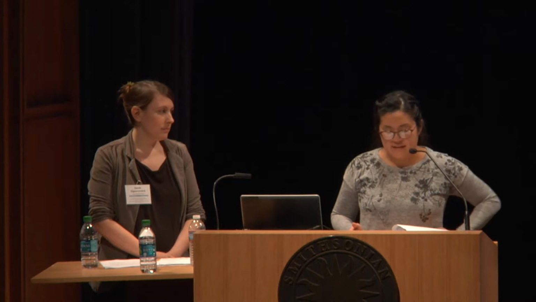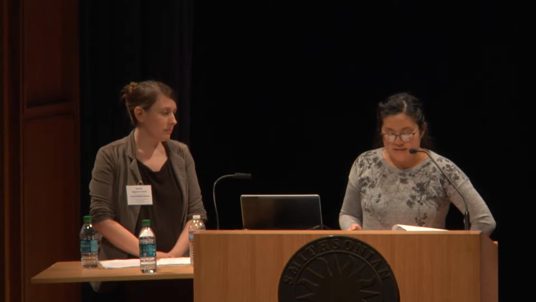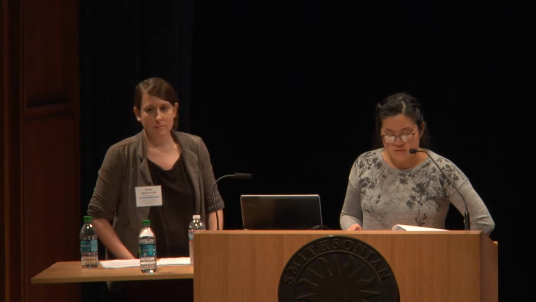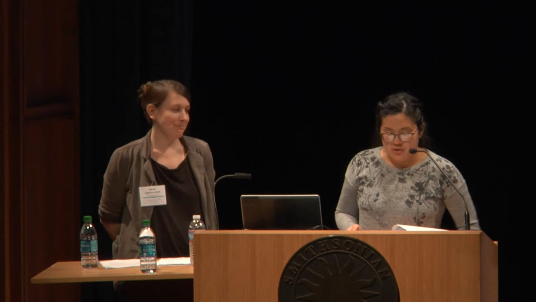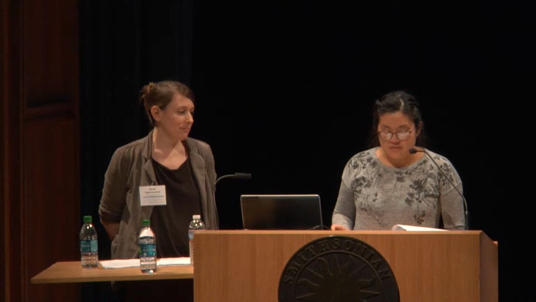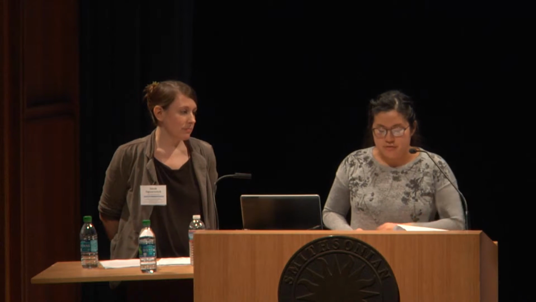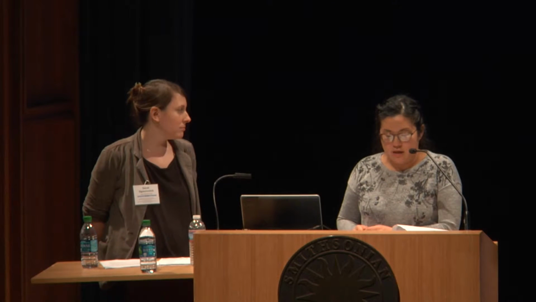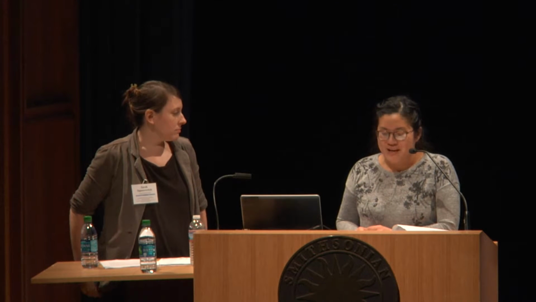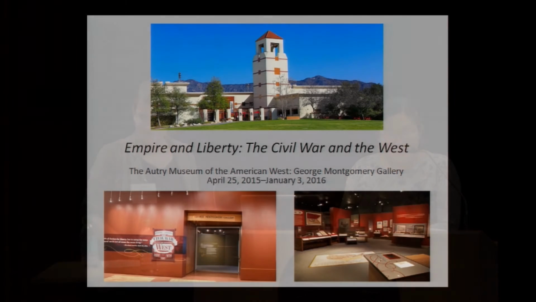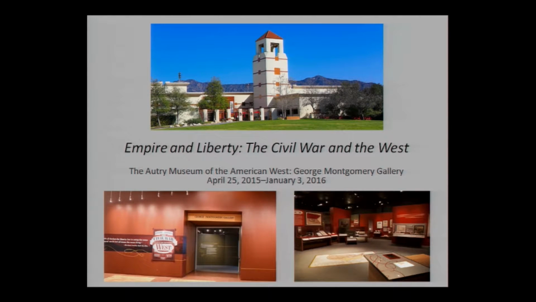So let's set the scene. The Autry Museum in LA is a medium-sized history museum that presents a wide range of exhibitions. The majority of exhibition furniture used throughout the museum is fabricated in-house. We have two changing galleries for temporary shows. Today we're focusing on obstacles faced during the planning of our show, Empire and Liberty, the Civil War in the West, which opened on April 25th of this year in the George Montgomery Gallery, a 5,500 square foot space.